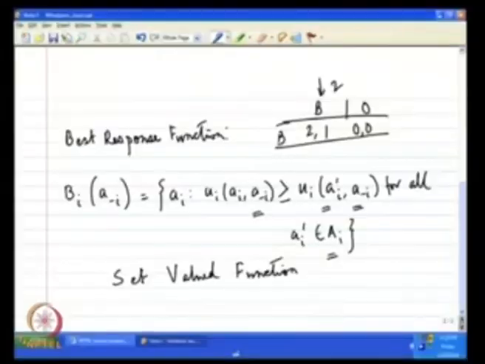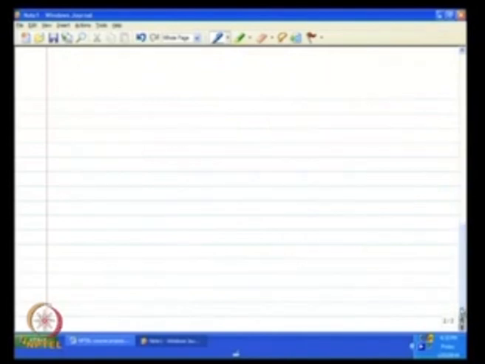Now, what was the purpose of defining this best response function? The purpose is that we want to find out if we can use this idea to find the Nash equilibrium of any game. And how can that be done? Well, I have an important result. Think about this. A star is an action profile, like A1 star, A2 star, etc., AN star.